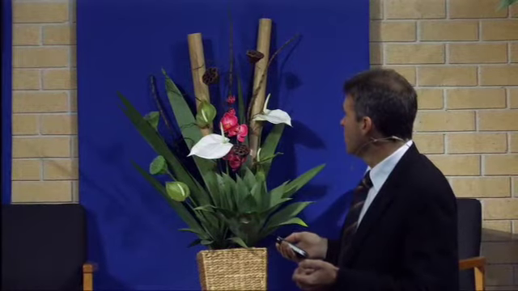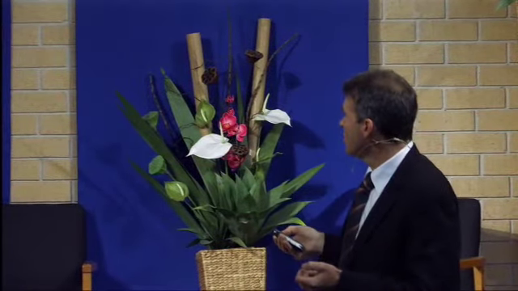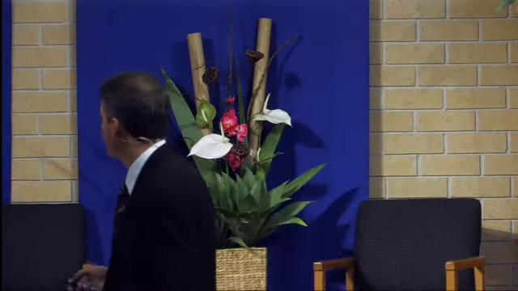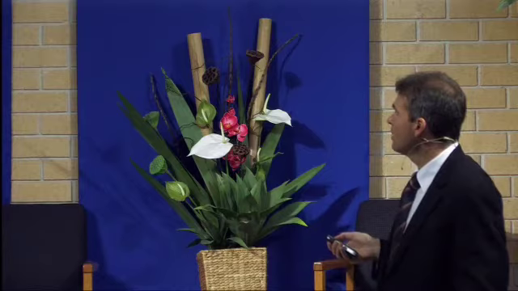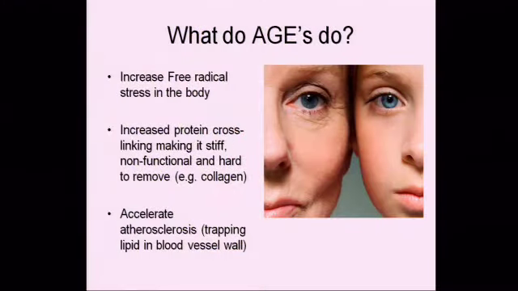It doesn't have to be that way. If you were this age, there's no reason why you couldn't be down here. But this is what generally happens in a Western population because of the choices and the foods that they eat. So what happens? What does aging do? It increases free radical stress in the body. It increases protein cross-linking, which is what's actually making the skin more stiff.